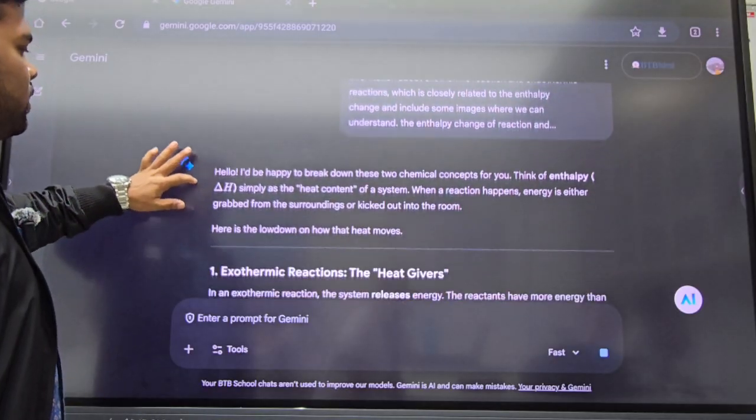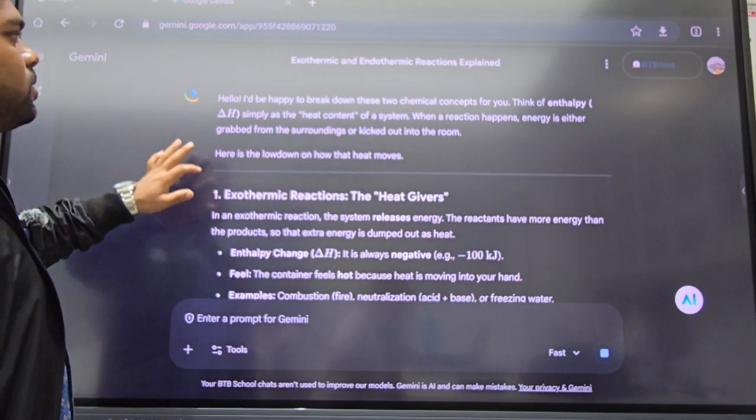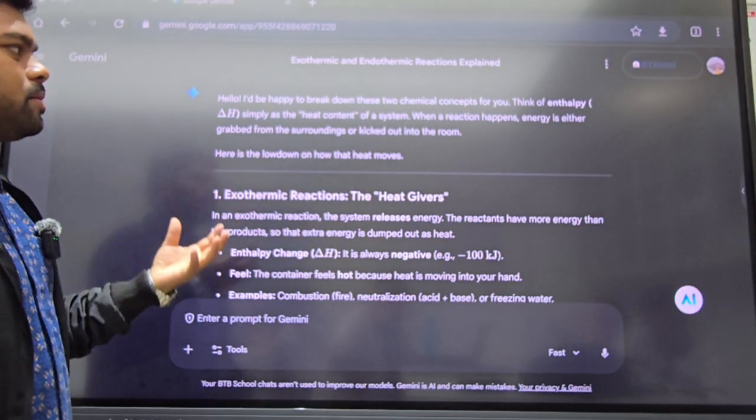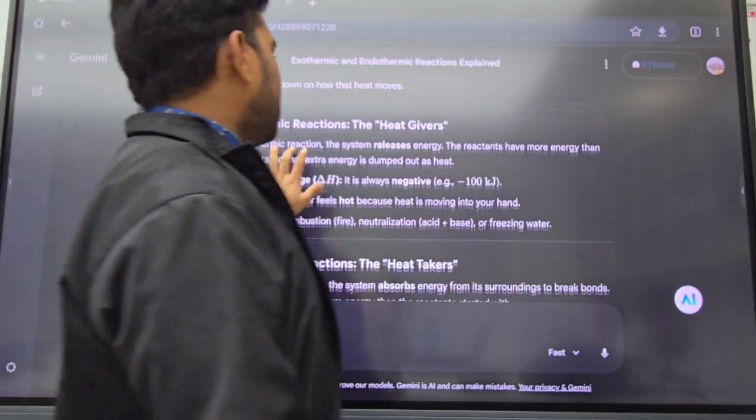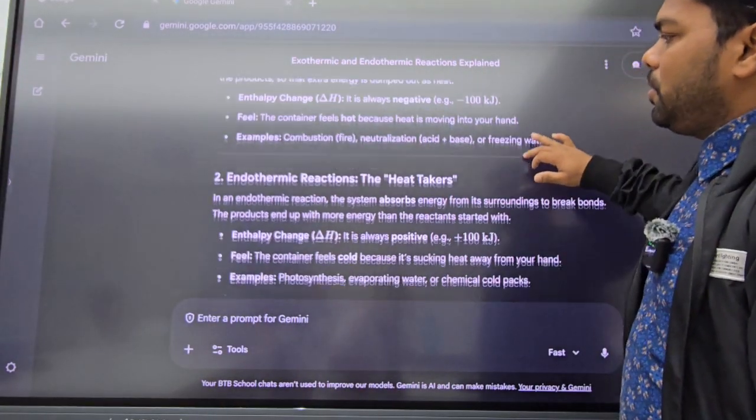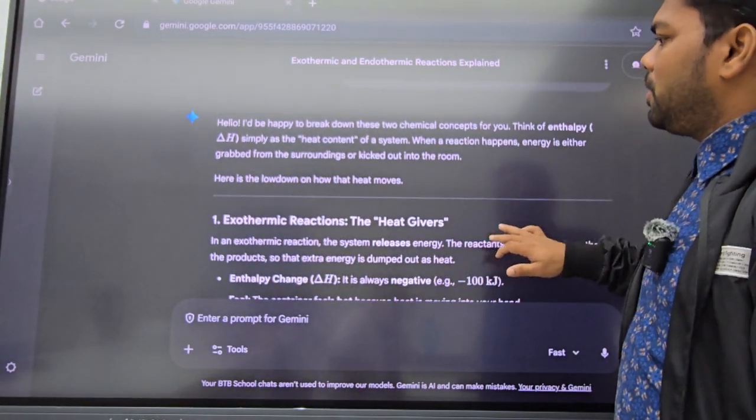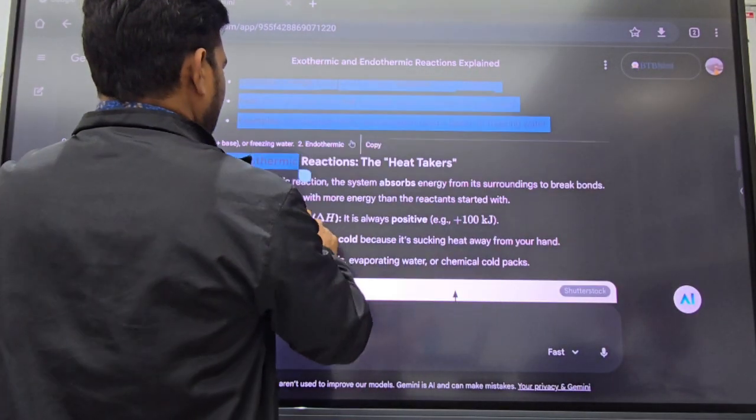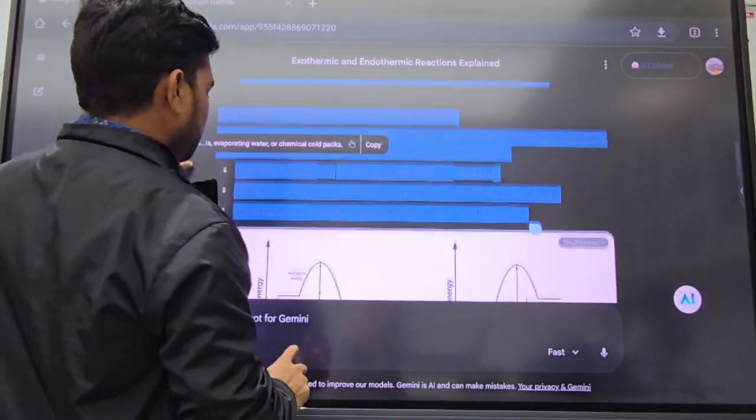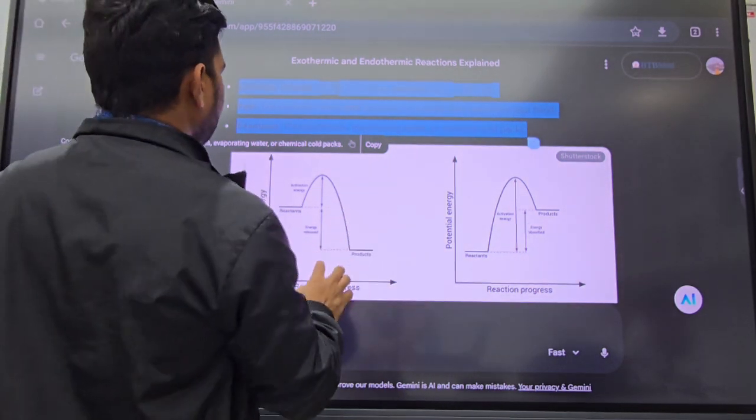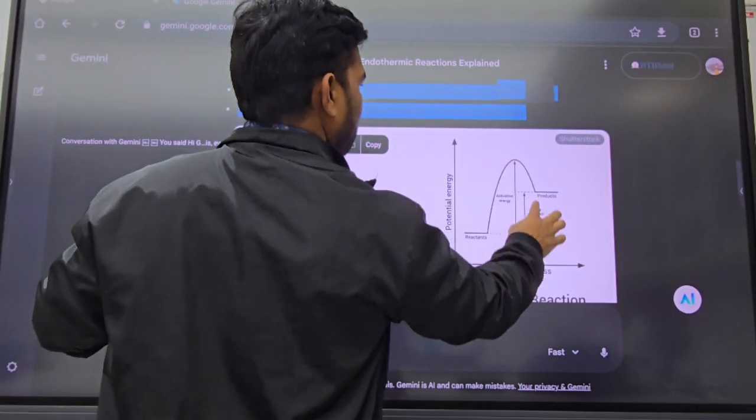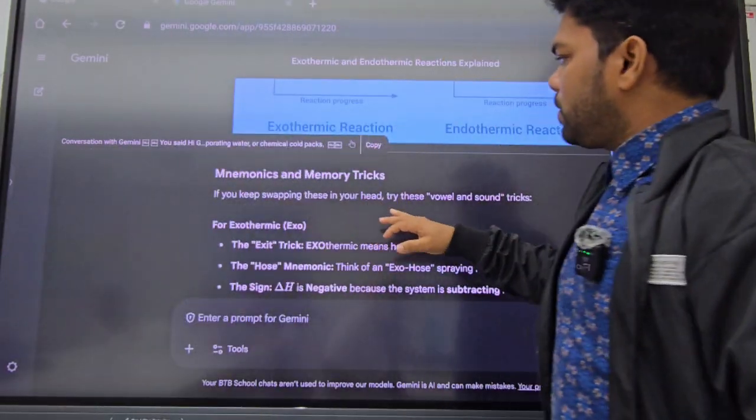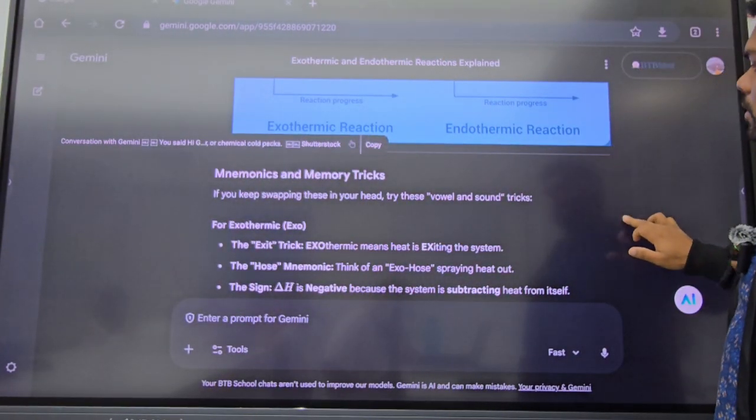So you could see, hello, I would be happy to break down these two chemical concepts for you. Think of enthalpy in the simplest way. Okay, these are the information. I just need to copy. Let me just copy from here. You can see some diagrams here. Can you see the enthalpy change diagram? Yes or no? Yes. Mnemonics also came out. Some memory tricks.